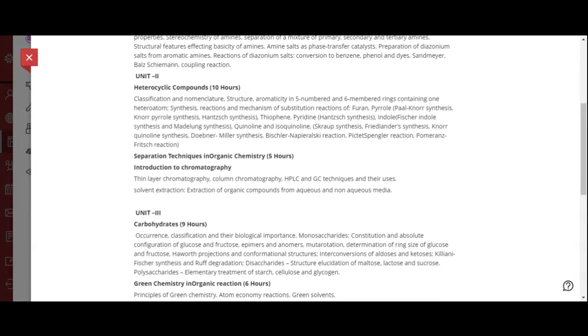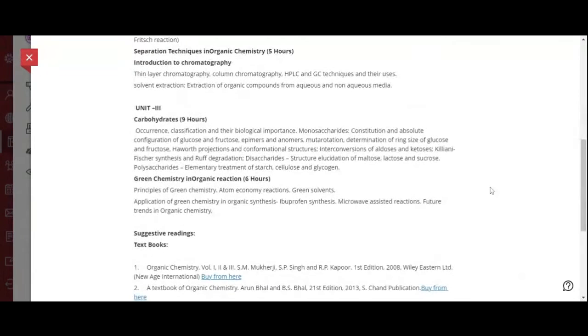And green chemistry. In case of green chemistry, some reactions are there which will be used as a green technique, in which the very first thing that you have to study is the principles of green chemistry, atom economy reactions, green solvents. Okay, and what is the application of this green chemistry in organic synthesis? And one very famous drug is synthesized, that is ibuprofen. Okay, ibuprofen you have to synthesize, and one more we can try, that is paracetamol, with the green synthesis. Okay, and some microwave assisted reactions and future trends in organic chemistry.